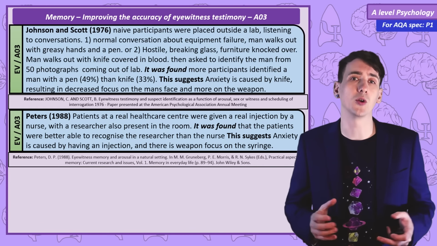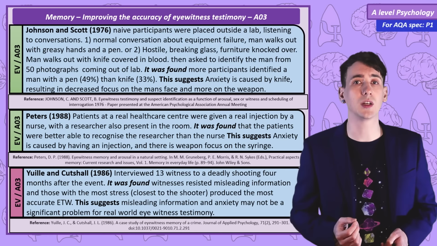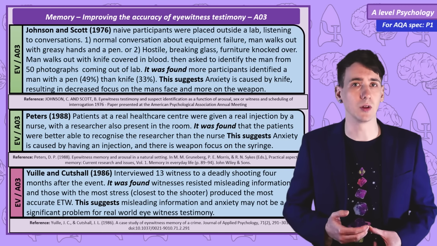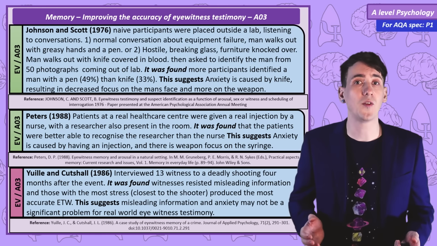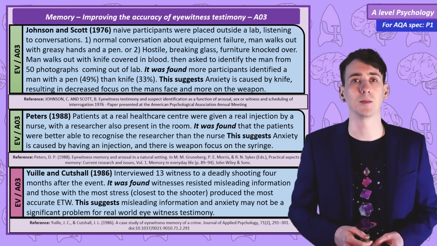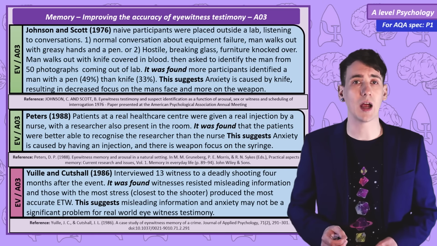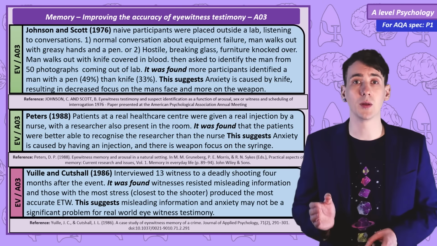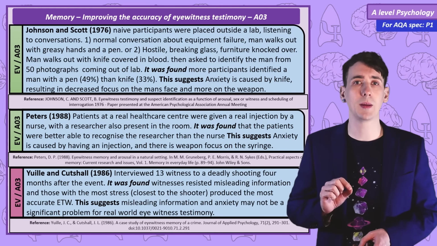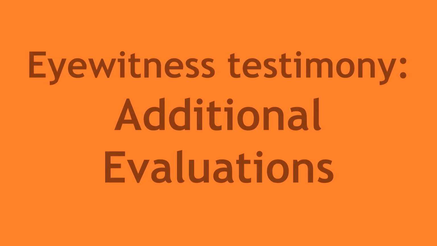But there is, of course, counter-evidence. 13 witnesses to a real-life deadly shooting were interviewed by researchers Yuval and Kutchel 4 months after the event. The researchers found recall to be highly accurate. The participants managed to resist leading questions, and high levels of stress didn't seem to impact the accuracy of eyewitness recall. Some of the most accurate recall was from the people who would have been the most stressed, as they were closest to the shooting.